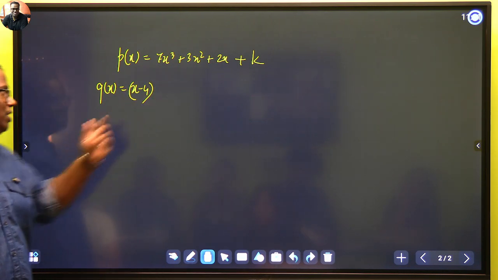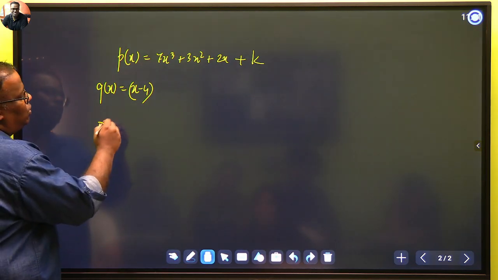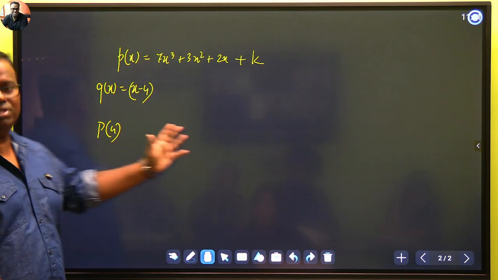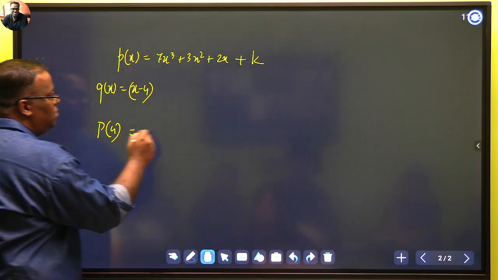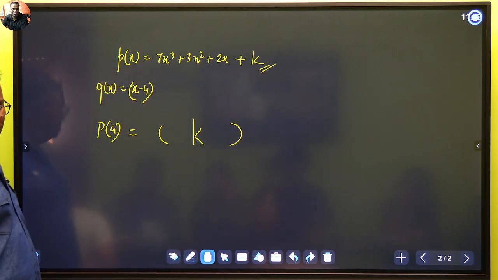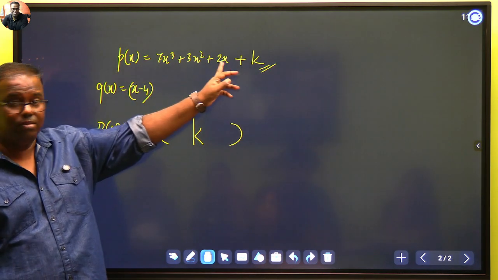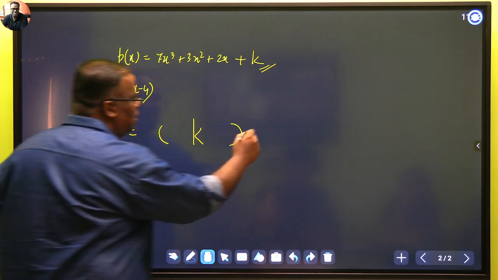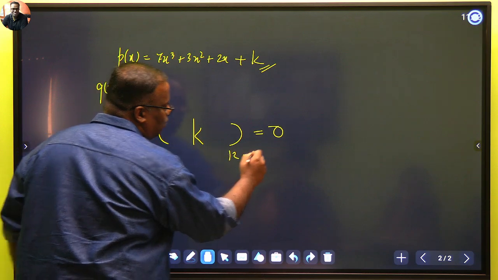How to get the remainder now? We will straight away do p of 4. So p of 4 will give us the remainder, and the remainder will have a k term, because this is, you don't know, and they say this exactly divides this. That means the remainder should be equal to 0. You can solve the value of k.